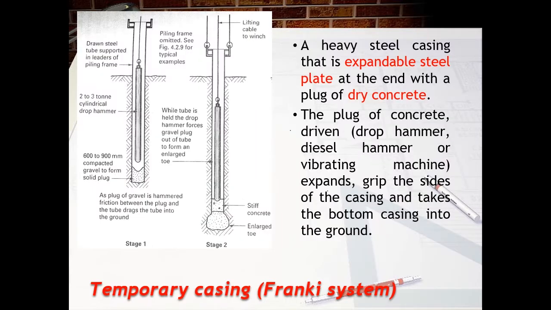For temporary casing, we have the example which is the Franki system. For the first stage, a heavy steel casing, jadi ini adalah casing dia, that is expandable steel plate at the end with the plug of dry concrete. The plug of concrete is driven using drop hammer ataupun diesel hammer or vibrating machine. It will expand and grip the side of the casing and takes the bottom casing into the ground.